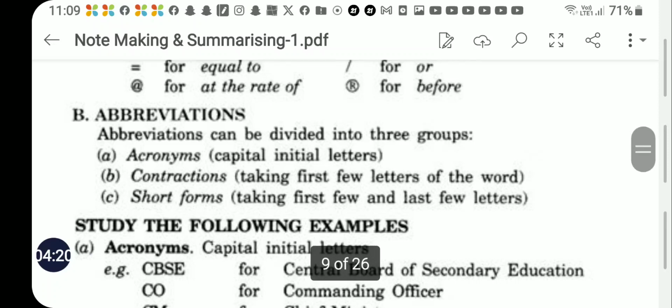Then the second part is abbreviations. Abbreviations can be divided into 3 groups: acronyms, contractions, and short forms. Acronyms are formed from the capital initial letters. Contractions: whenever we talk about contractions, we're talking about taking the first few letters of the word. Short forms: taking the first few and last few letters. Alright, clear? Then study the following examples.